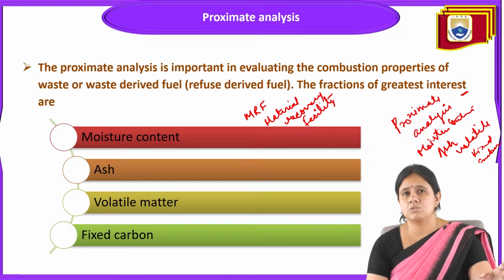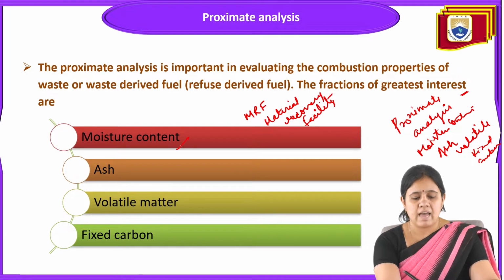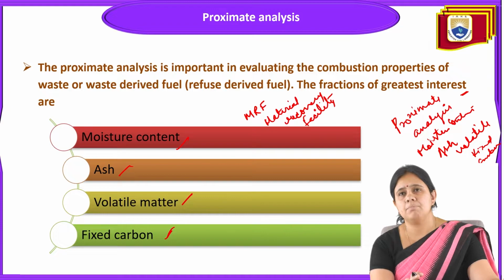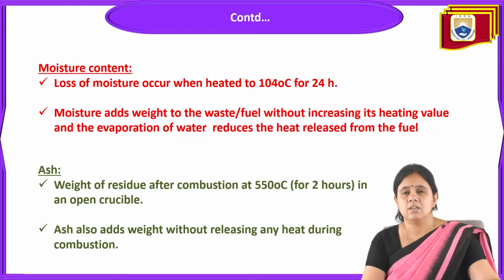And to get information on this, these four parameters are there. First is the moisture content, ash content, volatile matter, and fixed carbon. So these four together make up the proximate analysis of the waste. Next point is the moisture content. We'll deal with all these points in detail.